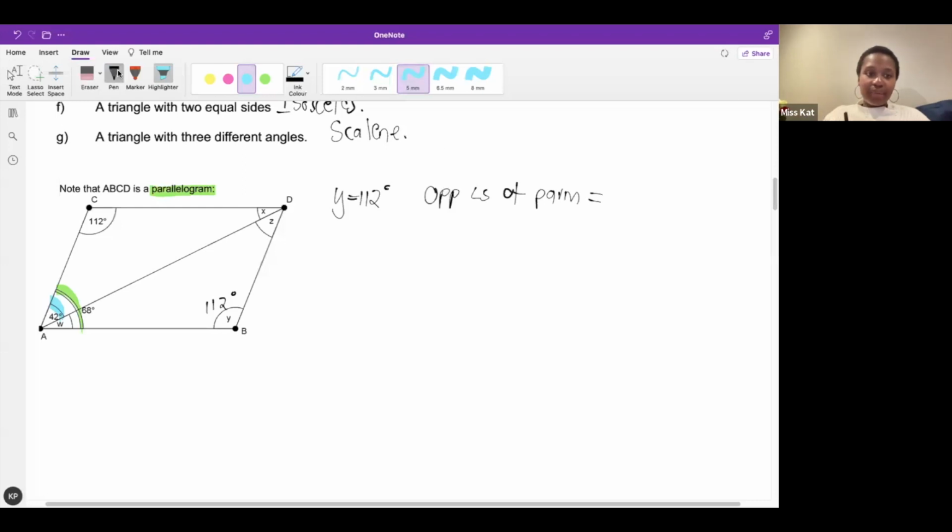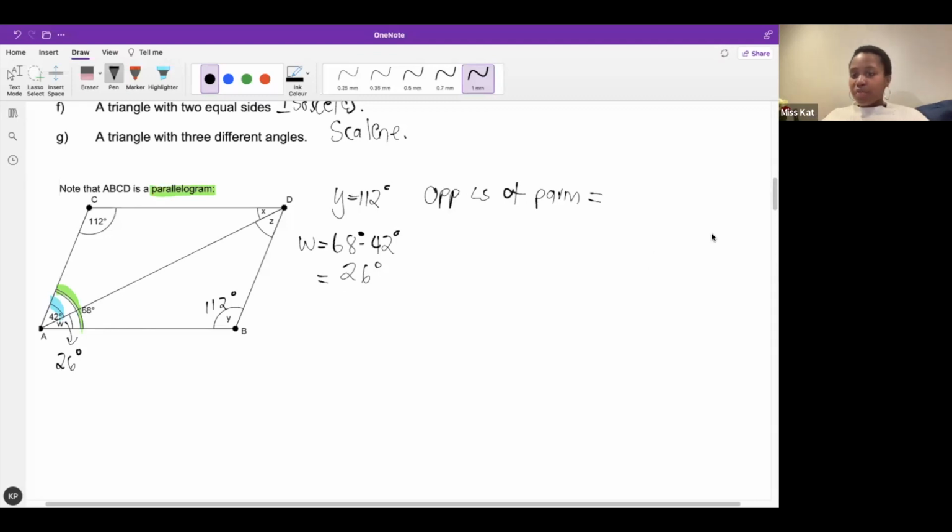Yes, Kwezi. If the whole angle is 68 and the little one is 42, then W will be equal to the big one, 68, minus 42. And we can't exactly have a reason for this. We're just subtracting. So then W is how much? What's 68 minus 42? 26. Wonderful. So we know W is 26 degrees.